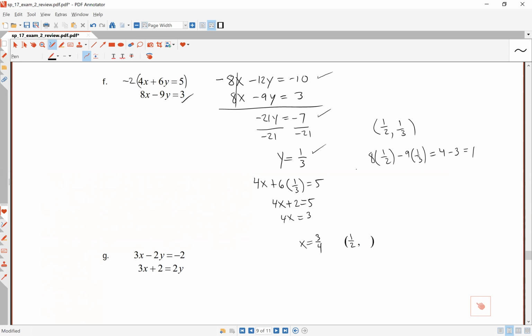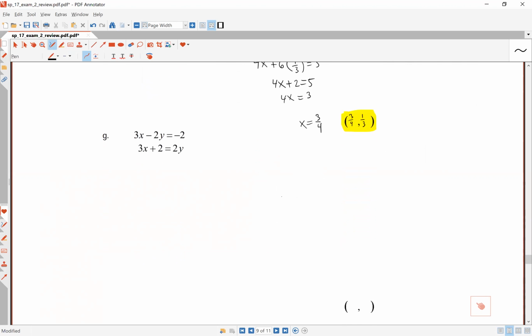Now I think it's 3/4, 1/3. So if x is equal to 3/4 and y is equal to 1/3, 4 goes into 8, 2 times 3 is 6, and 6 minus 3 is 3. So 3/4, 1/3.